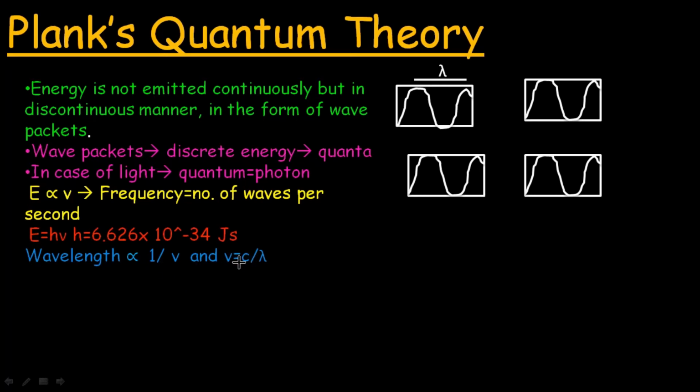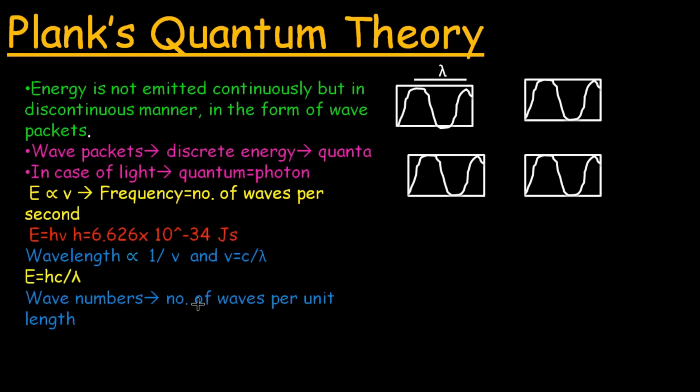This relation is summarized in this equation, which is nu equals c by lambda. This c is the speed of light. By putting the value of nu in this red colored equation, you find that E is equal to hc by lambda.